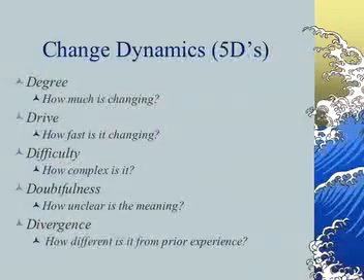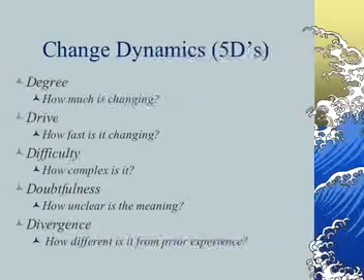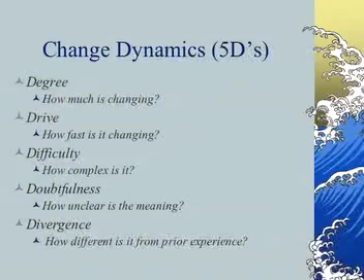Okay, so we know that performance can be evaluated within a context, and that context changes. So we can take a look at the aspects of change, and these aspects can be categorized as the 5 Ds. We have degree, drive, difficulty, doubtfulness, and divergence. Degree is how much something is changing. Is it changing a little or a lot? Drive has to do with the rate of change. Is the rate of change very fast? Is it not so fast? Is it accelerating or decelerating? What kind of drive is behind the change?